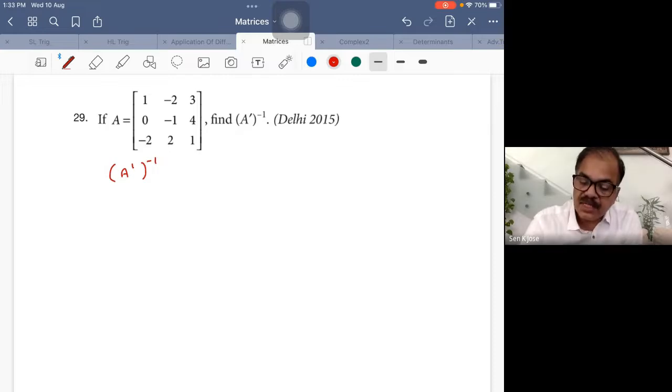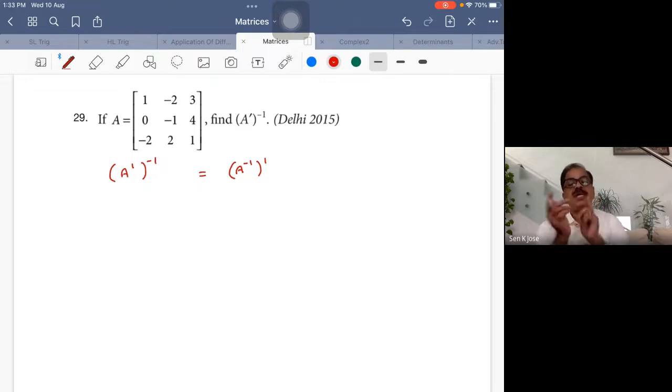Or if you know this result, that transpose and inverse are interchangeable operations, it's good to know. Which means I could rewrite it as A inverse, the whole transpose. So there are two approaches: just find A transpose, then find its inverse, or find the inverse of A first and then take its transpose. Both will give you the same answer. It's up to you to decide.